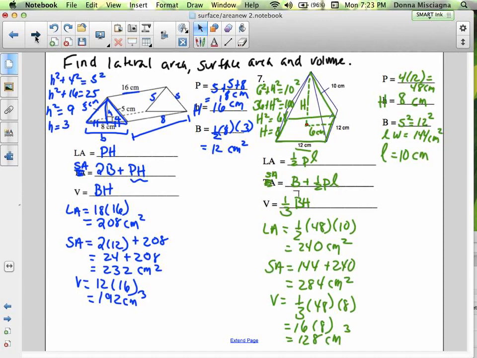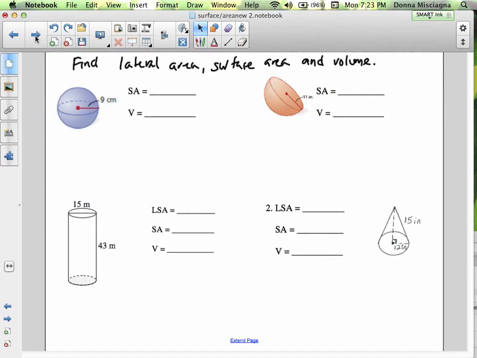But the next 2, so you have them on one page, I spread them out. Otherwise, my writing was kind of crammed. The next two are the easiest of all. That would be the sphere and the hemisphere.